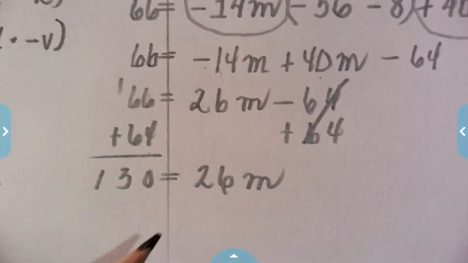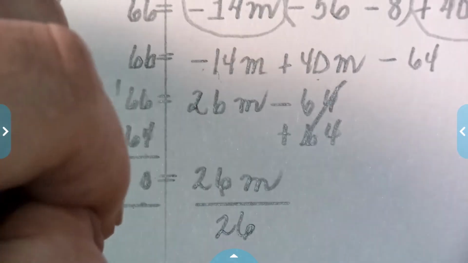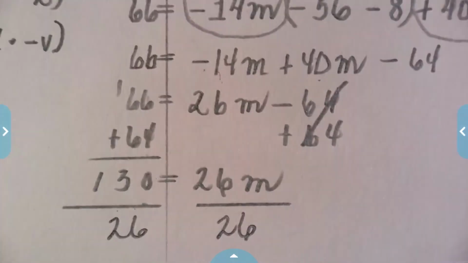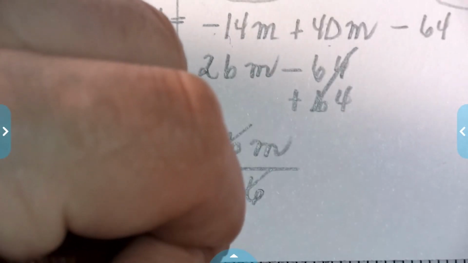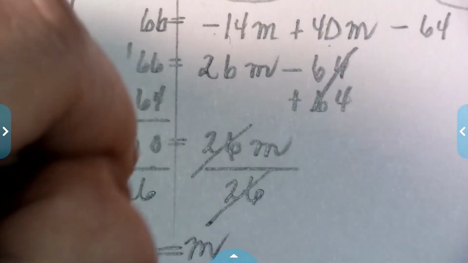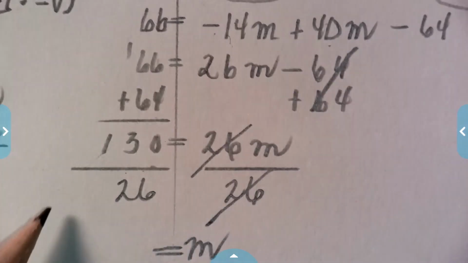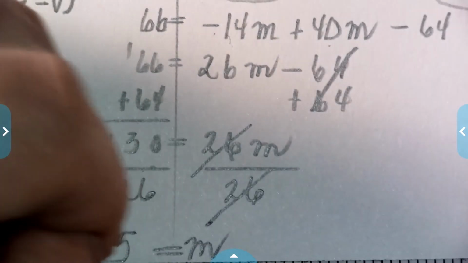Here's how I'm guessing that. 5 times 20 is 100. 6 times 5 is 30. So 26 times 5 must be 130. Divide both sides by 26. And we cancel those 26s, leaving behind m equals, and then 130 divided by 26 is 5. So the answer is 5.